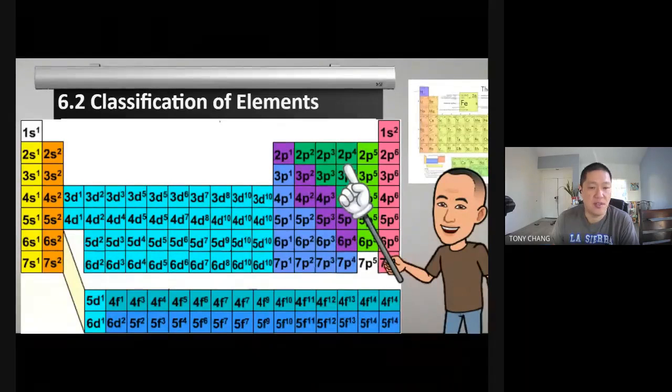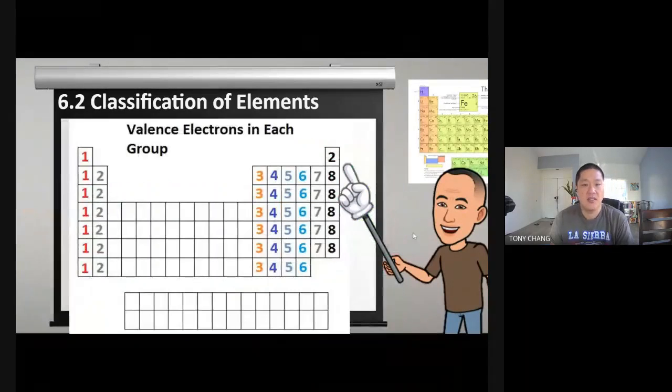All right, so let's take a look at the valence electrons. There you go. Now, notice the one exception to that rule. So we have 1, 2, 3, 4, 5, 6, 7, 8 valence electrons. Look at this exception right here. There are only 2 electrons in the valence here.